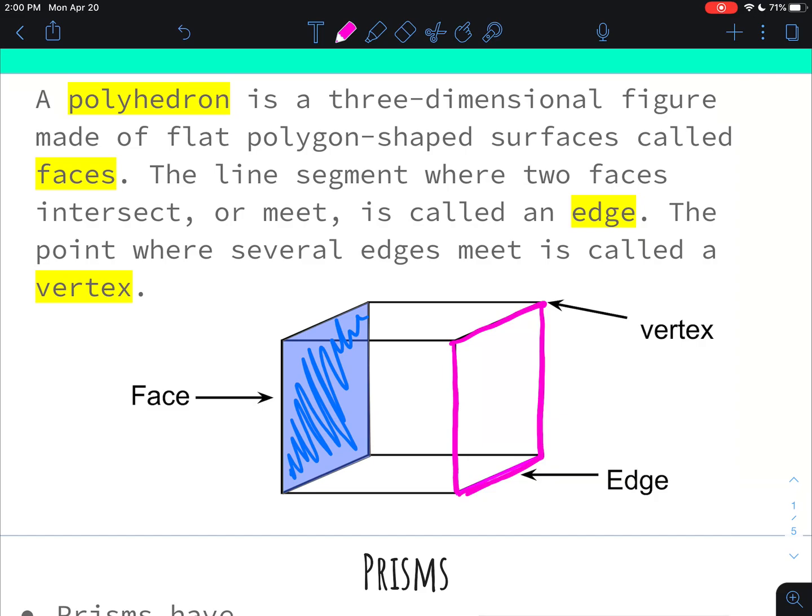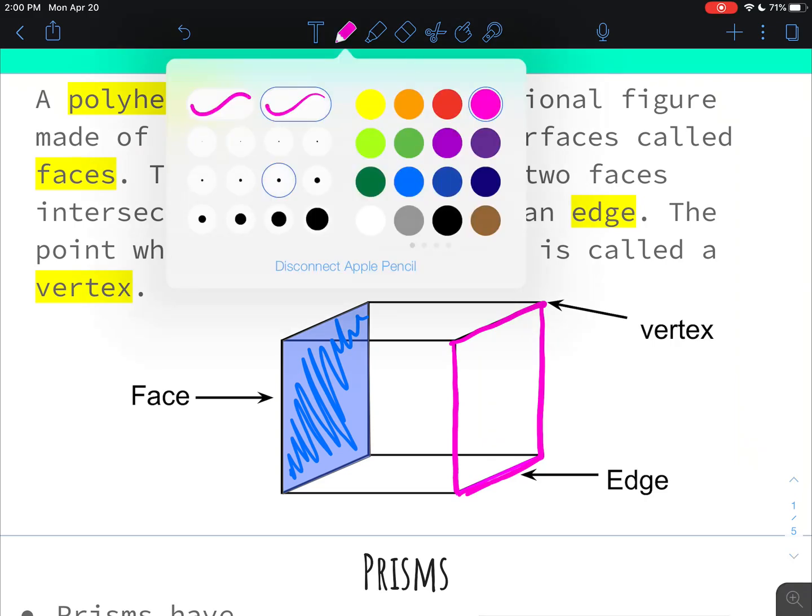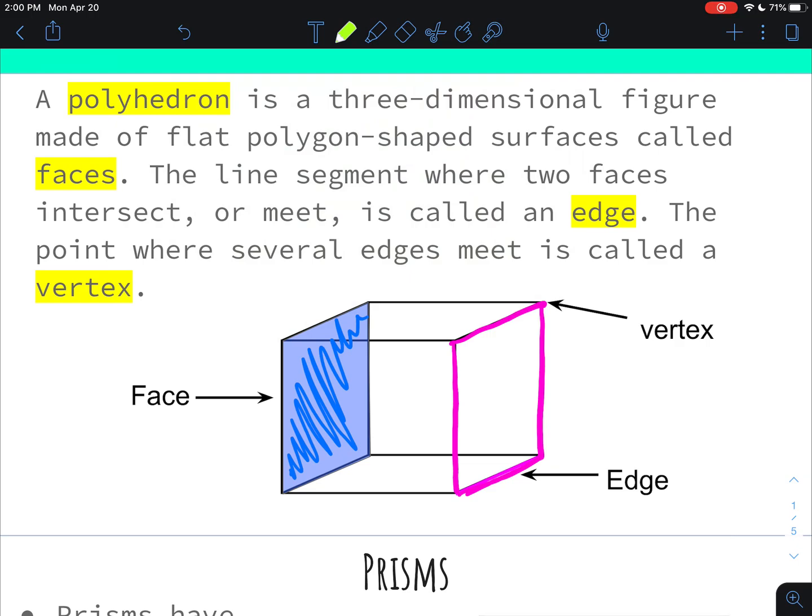And then the last part of a polyhedron is a vertex or vertices. So the point where several edges meet is called a vertex. So the vertices are all of kind of like the corners or the points. So right there are all the vertices.